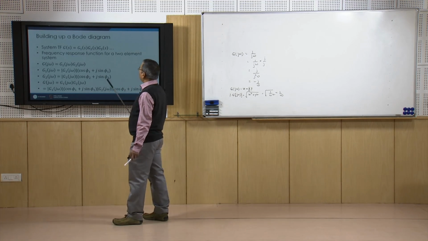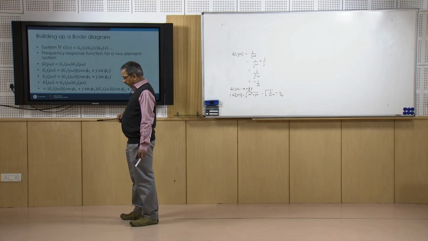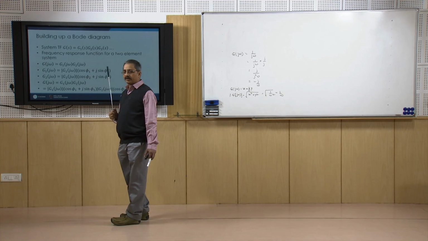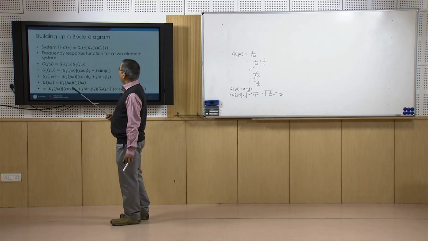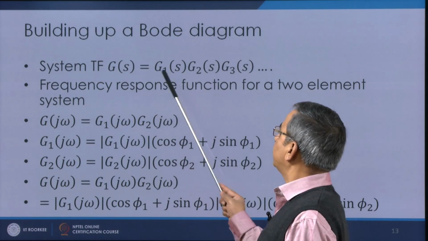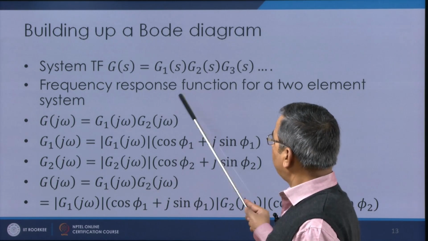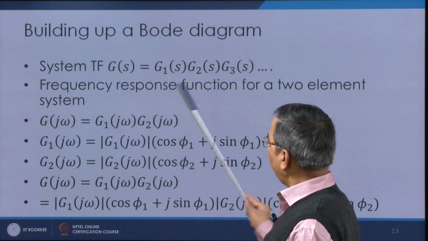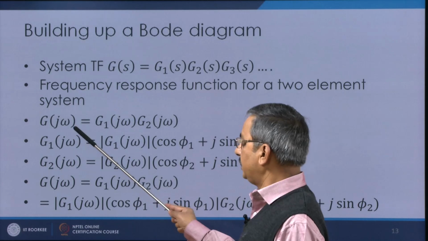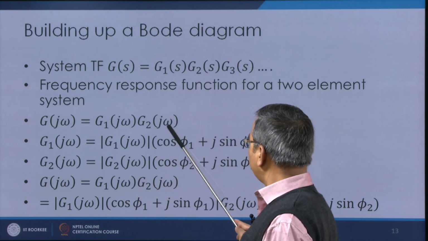Now, when we are building up a Bode plot, we can do so for a system which is composed of many subsystems. Say we have a system that has transfer function G(s) equal to G1(s), G2(s), G3(s) and so on. The frequency response function for a 2 element system will be given by, replacing s by j omega, G(j omega) equal to G1(j omega) into G2(j omega).